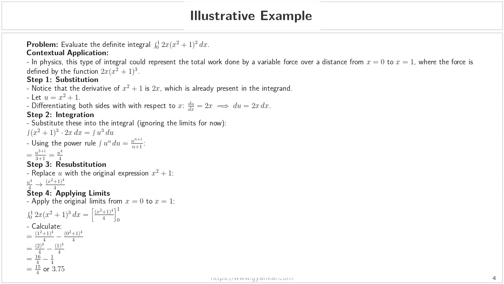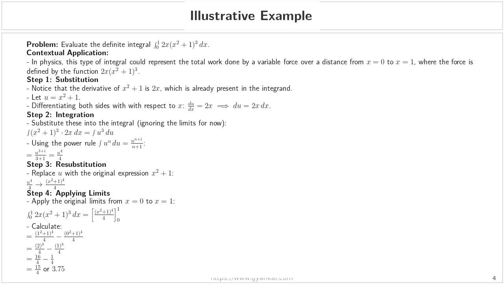Now we bring back the original limits of integration, 0 and 1. We evaluate our antiderivative at the upper limit, 1, and subtract its value at the lower limit, 0. This is written as the antiderivative, (x squared plus 1) to the power of 4 divided by 4, evaluated from 0 to 1. Let's do the calculation. When x equals 1, we have (1 squared plus 1) to the power of 4 divided by 4, which is 2 to the power of 4 divided by 4, or 16 divided by 4.